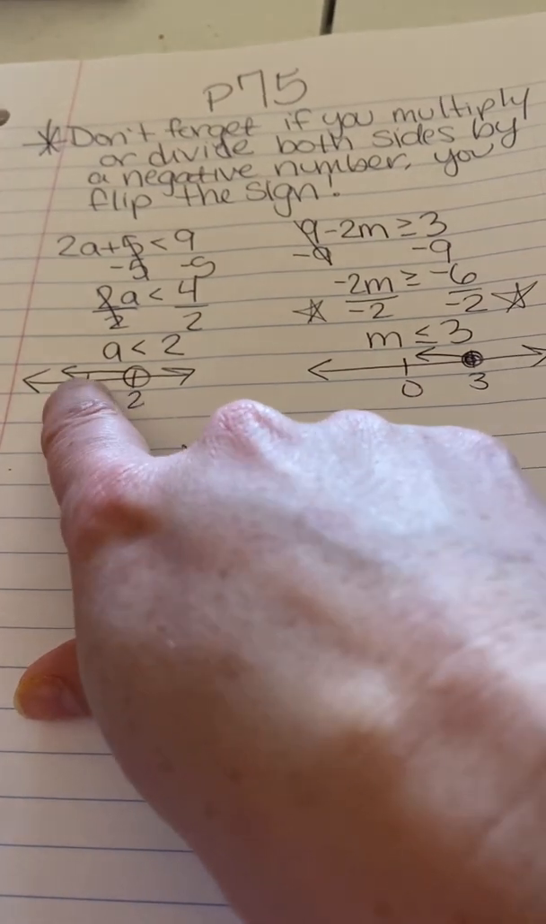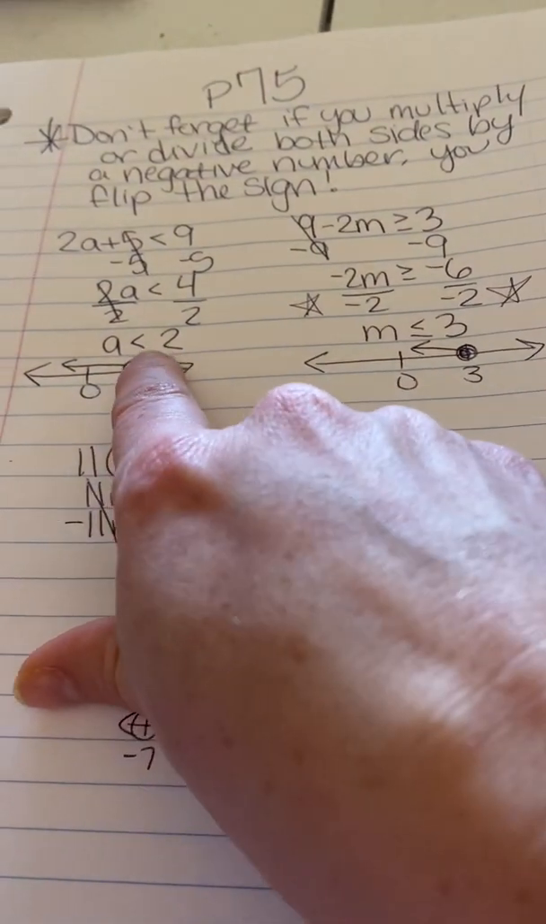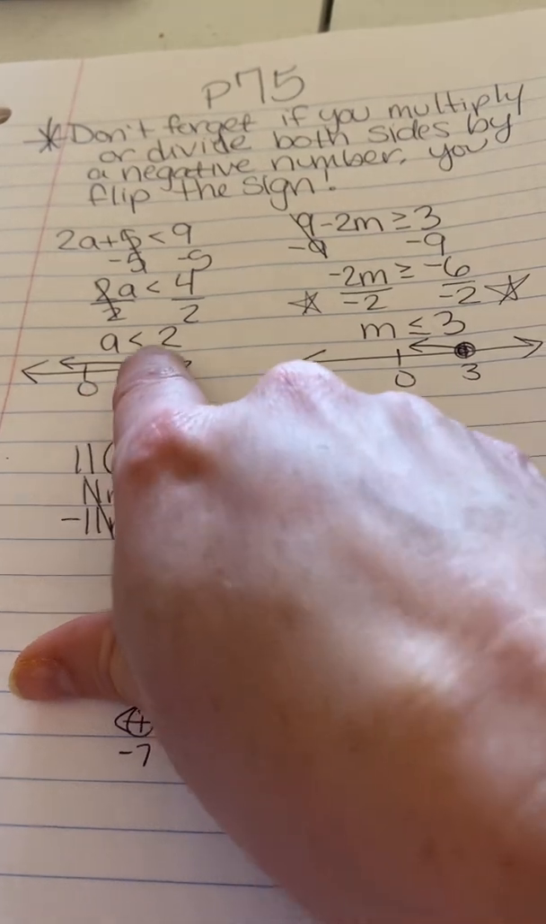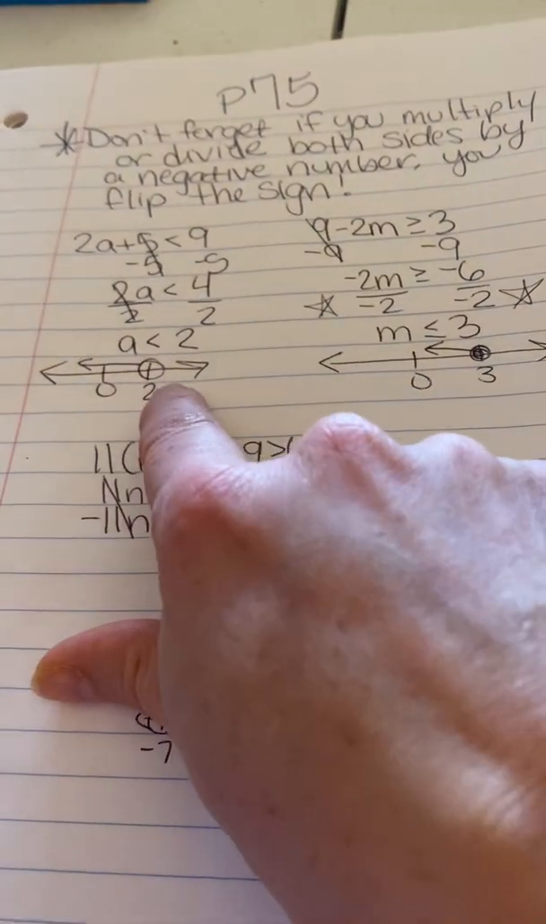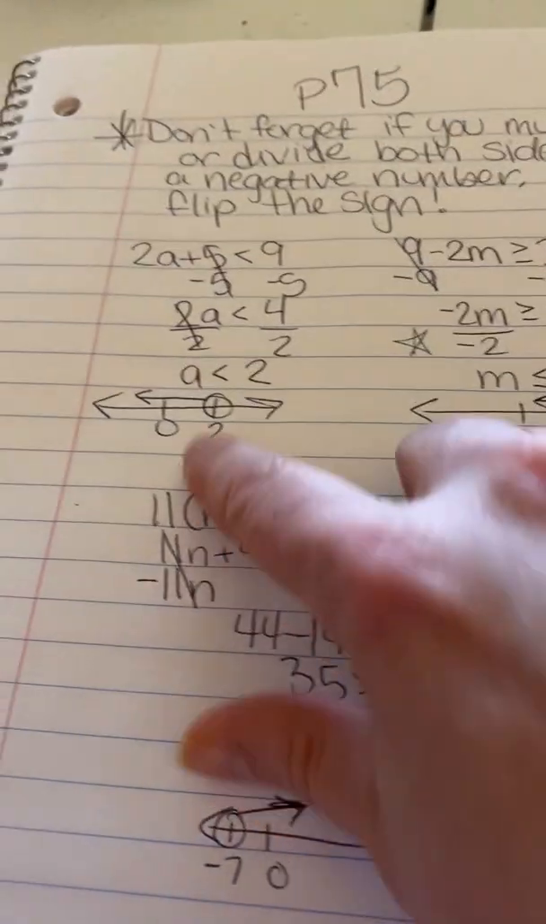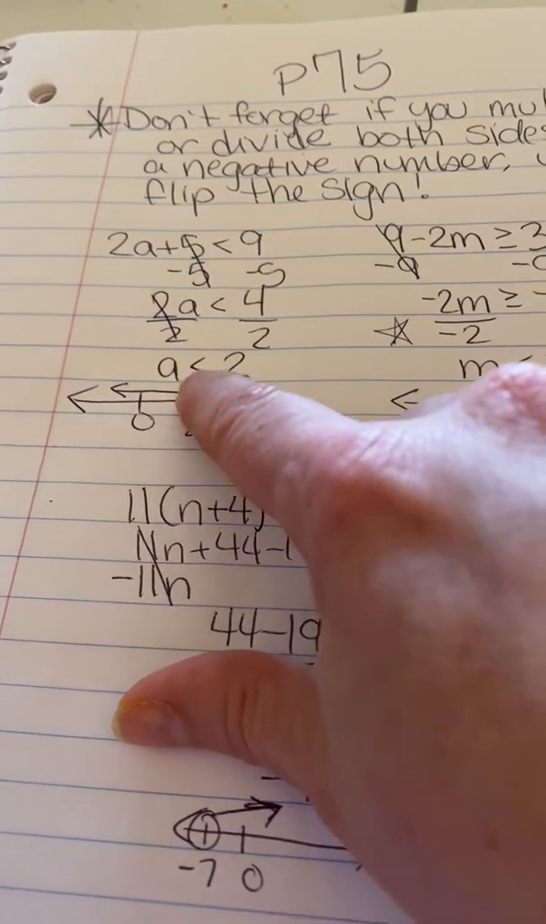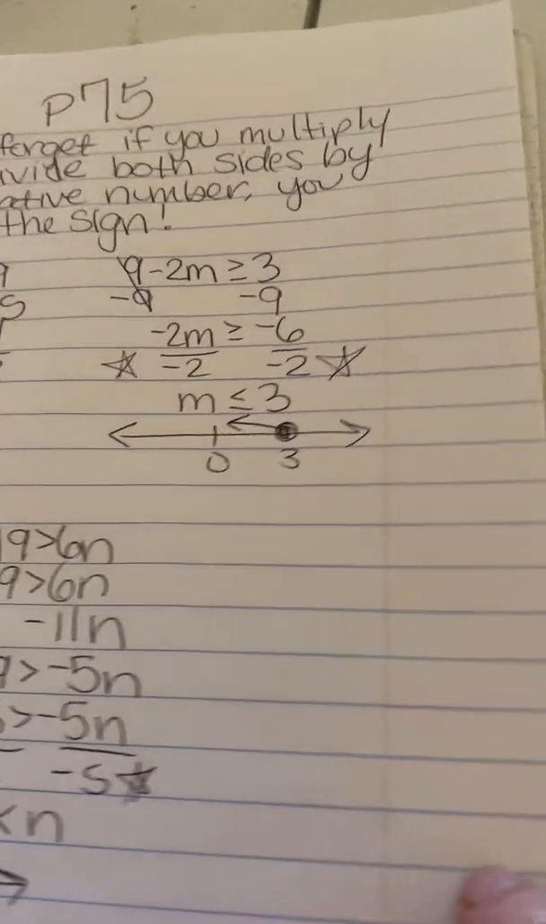So I have my number line, here's my 0, here's my 2. My answer needs to be less than 2, so I'm going to circle 2 and go to the left. I do not have to fill it in, because it doesn't include 2.